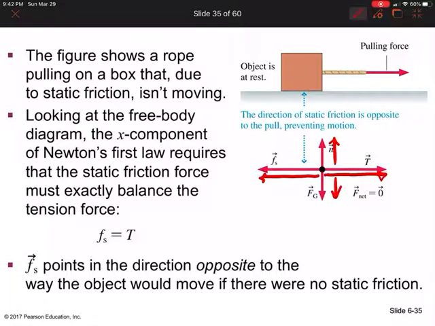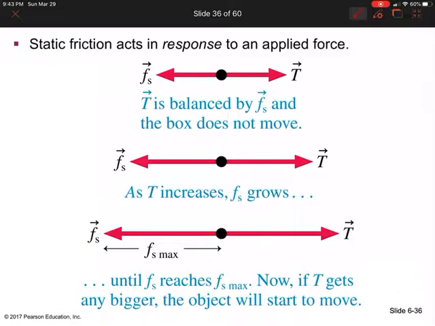It's on a flat surface. There's nothing going on there. It's not accelerating upward or anything. So in this case, the static friction is equal to the tension. And as stated before, frictional force is pointing in the opposite direction to the way that the object would move. Okay?